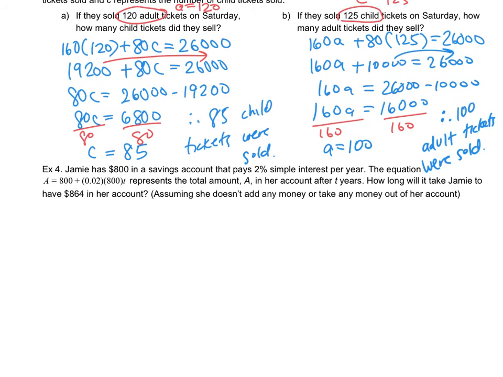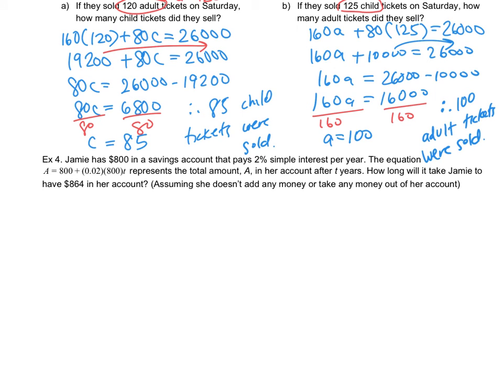In these applications, we are given the equations. So let's try this last one. Jamie has $800 in a savings account that pays 2% simple interest per year. The equation A equals 800, that's the initial amount, plus 0.02, there's the percentage, times 800 times t represents the total amount A in her account after t years. How many years will it take Jamie to have $864 in her account, assuming she doesn't add any money or take any money out of her account? The value that we got here represents A. So let's go to our equation and replace A with 864.